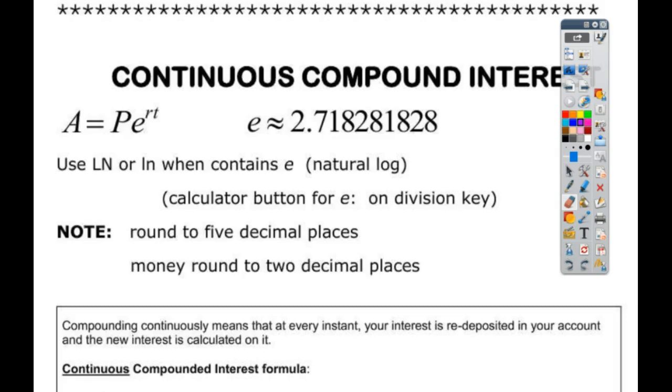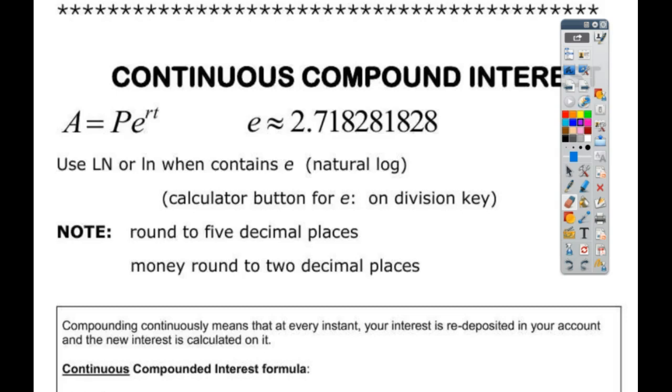When we find continuous interest, we use a constant in our formula, and it's E. We're going to talk more about the constant later, but for now, all you need to know is it's a constant. It's a number like 10, but it's an irrational number. And instead of using the log, because that's base 10, we're going to use the LN button, which is right underneath the log.